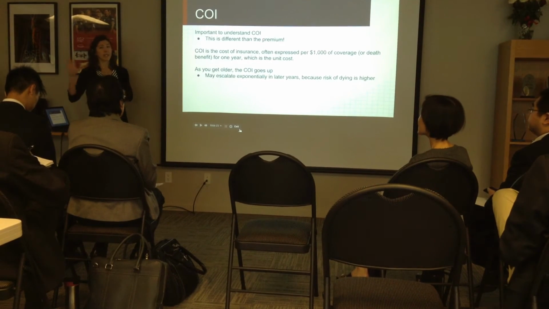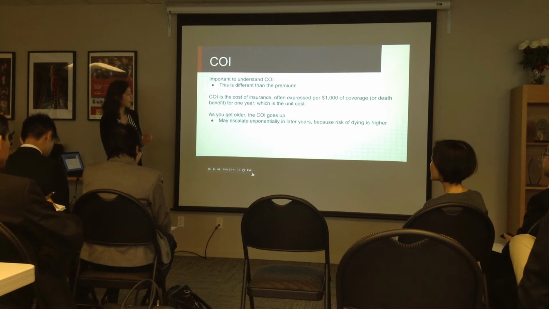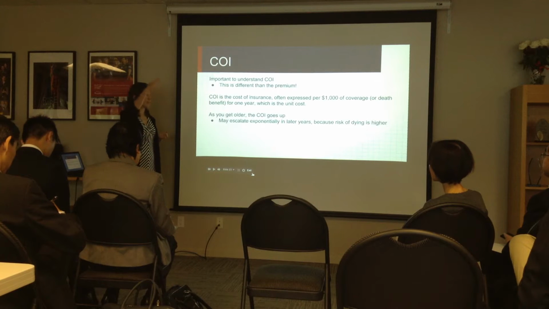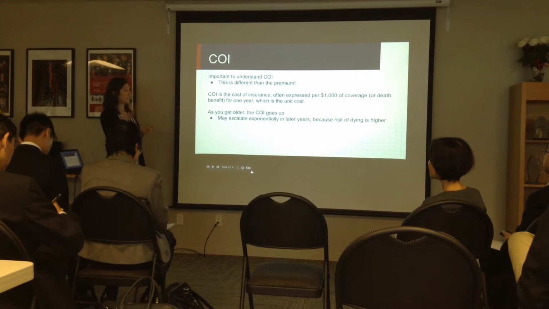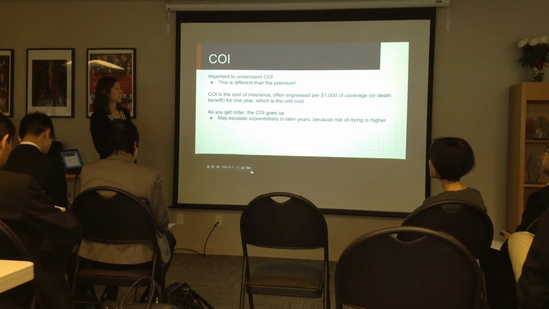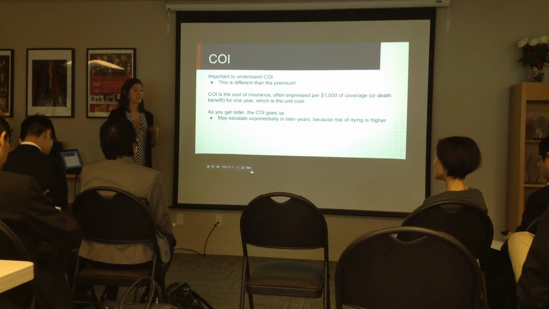The premium is what the client pays, but cost of insurance is what it costs the life insurance company to provide it. Often when you get the policy delivered, you'll see guaranteed rates or cost of insurance for the next 20, 30, 40, 50 years. Expressed for $1,000 of coverage or death benefit per year. And that's kind of the unit cost of insurance. And that gets guaranteed to the client when they buy the life insurance.